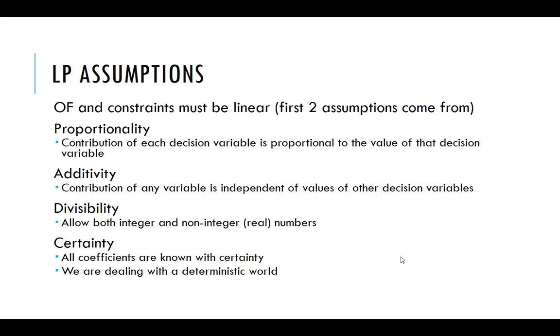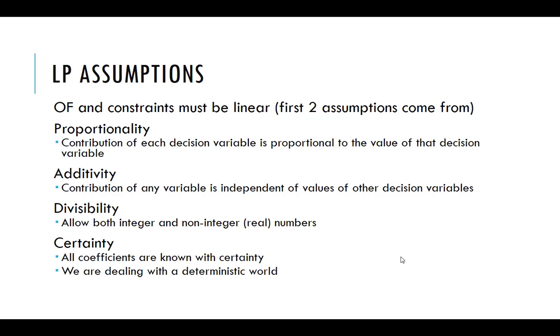The third assumption is divisibility. This means we can have fractions, decimals. So now I can sell 1.27 rocks and 3.19 sticks. In some situations, that's okay. I can have fractions and fractions mean something. In other cases, it may not mean something. If that's the case, then we would want to enforce integers, whole numbers. We are going to do that in our next unit, integer programming. For now, we're going to assume that fractions are okay.